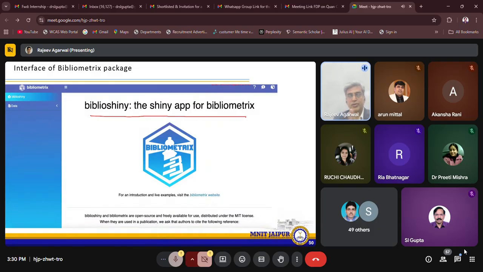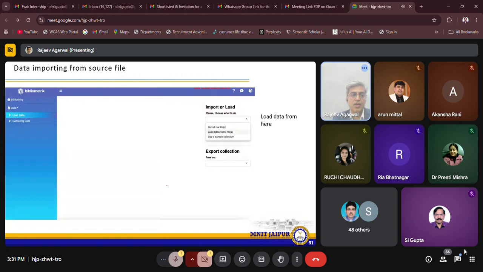I hope you have all used it, but if you have not, then you can see it is useful. This is open-source freeware distributed under the MIT license. So you need to only cite this, nothing else. You can use it in your publication. So you have to load data, load bibliometrix files.